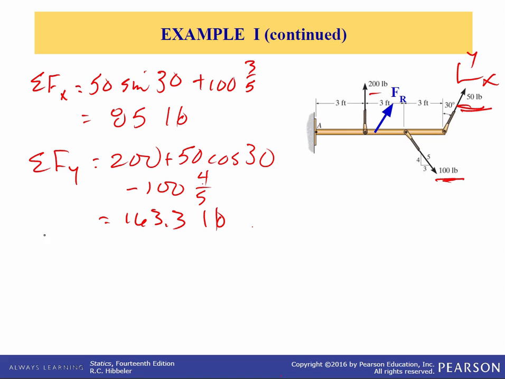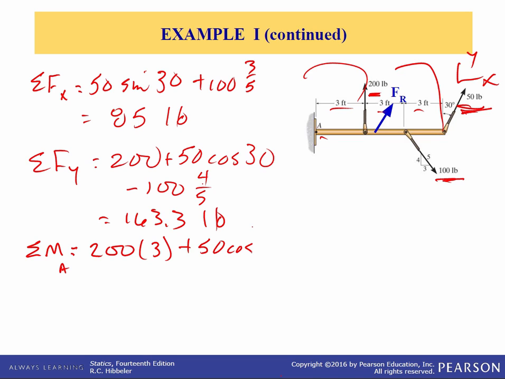So the next thing to do is to sum moments. The summation of moments is equal to, well, this 200-pound force tends to rotate counterclockwise, so it's positive, and we're summing moments about point A. So that's 200 times 3. And the 50-pound force, only the y component produces a moment about point A, and it is a total of 9 feet away, and it wants to go counterclockwise as well, so it's also positive. So it's plus 50 cosine of 30, that's the y component, times 9.